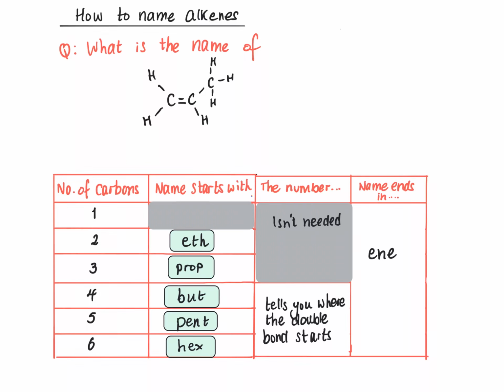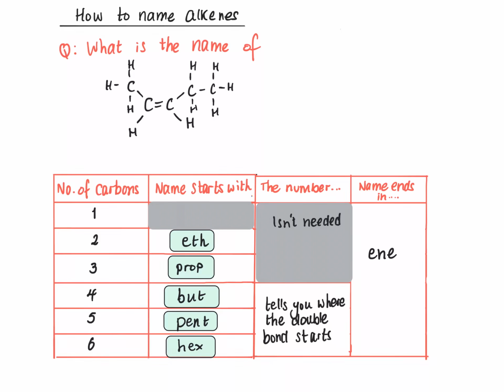So if we look at this molecule, there's 1, 2, 3 carbons. So the name is prop. And because there are only 3 carbons, we don't need to worry about putting a number in. So it's prop and it's an alkene, so it ends in ene. So this particular molecule is called propene.